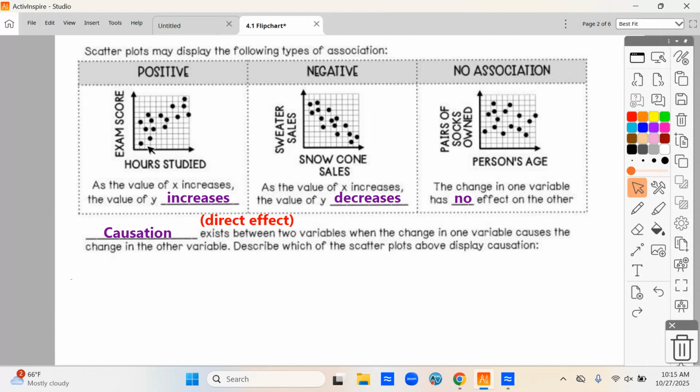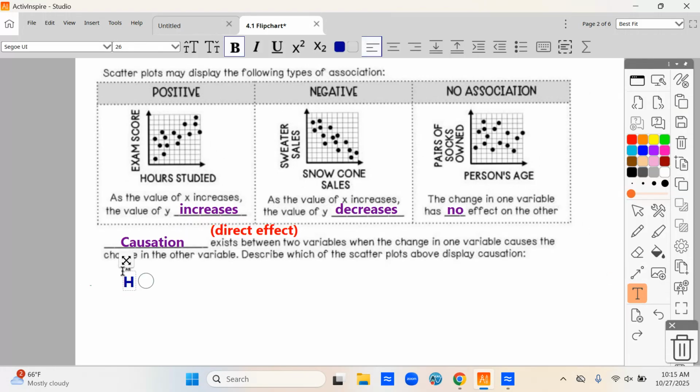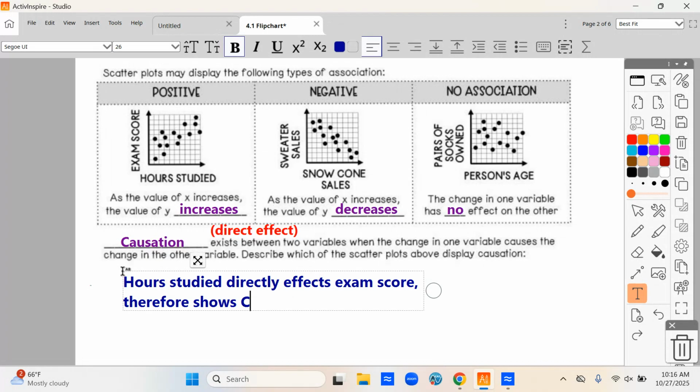Now here in our positive, our hours studied directly affects the exam score. So we would say hours studied directly affects, and I want you to write exactly those words, exam score, therefore shows causation. Hours studied directly affects exam score, therefore shows causation.